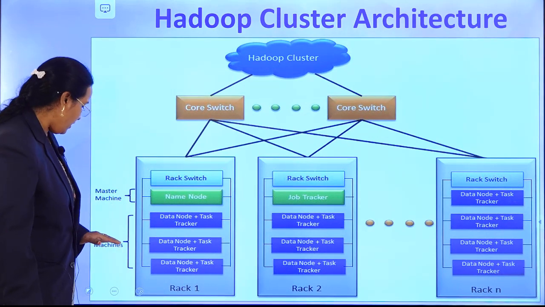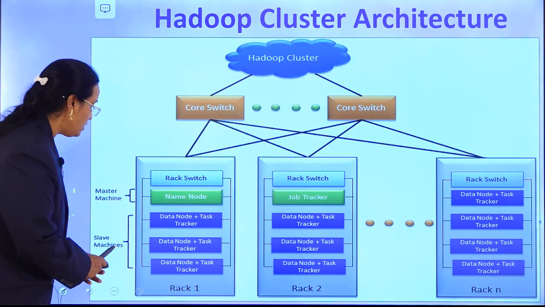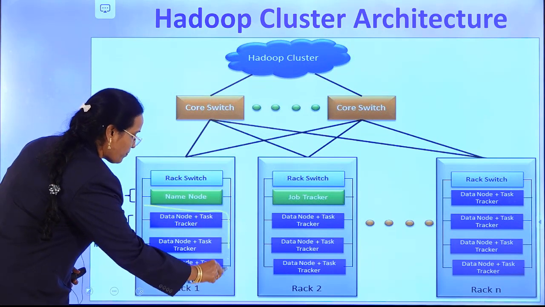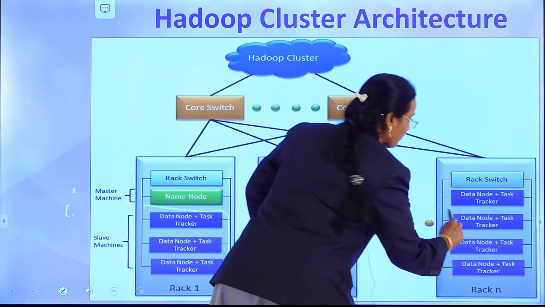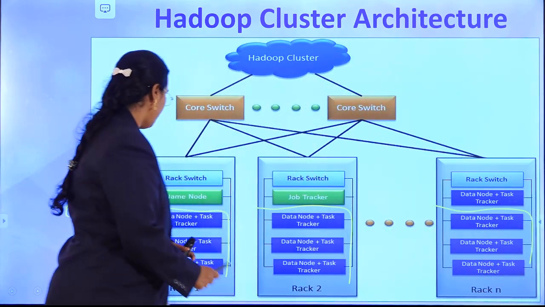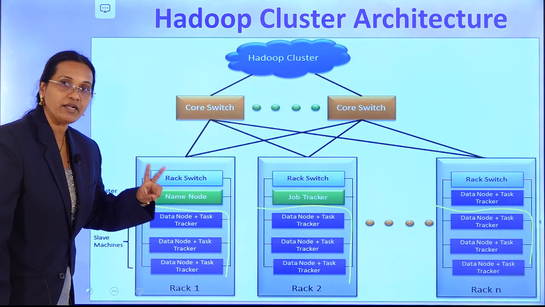So let us see here. These are my slave nodes. My purple colored ones are all my slave nodes, right? And on the slave nodes, there will be two daemons running.